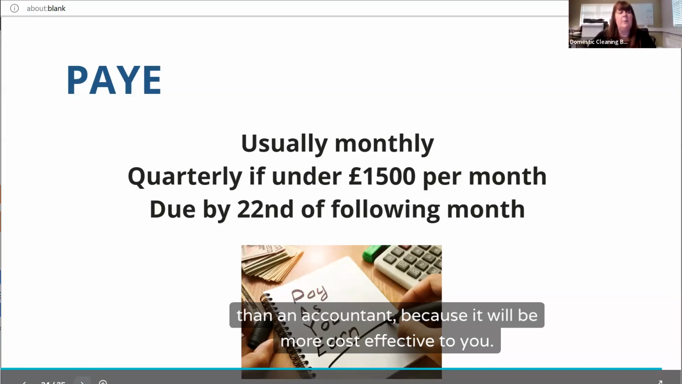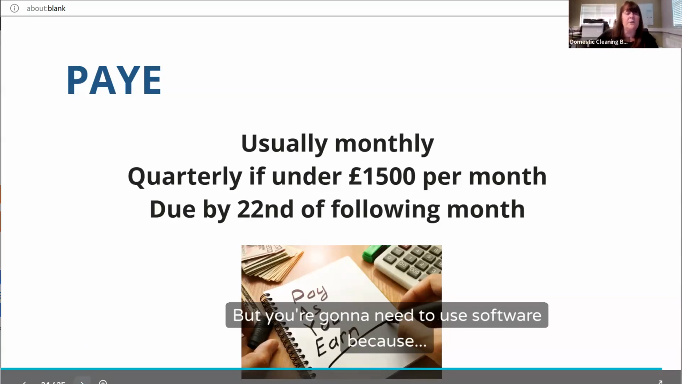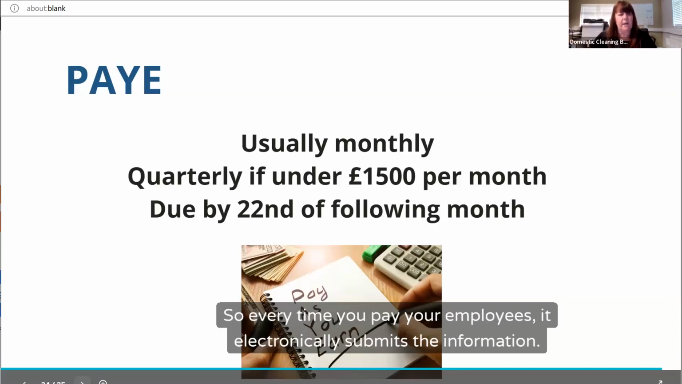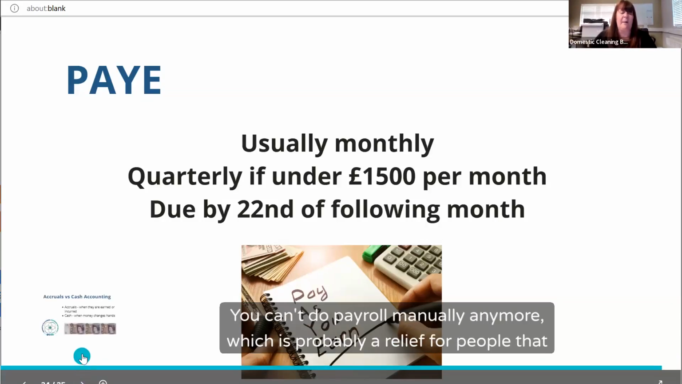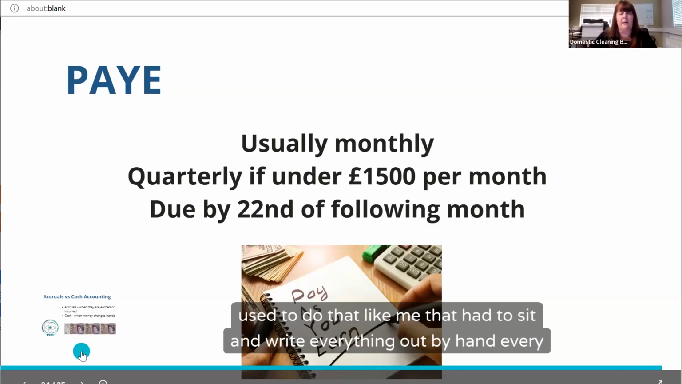But you're going to need to use software because you have to report everything in real time now. So every time you pay your employees, it electronically submits the information. You can't do payroll manually anymore, which is probably a relief for people that used to do that, like me, that had to sit and write everything out by hand every day.